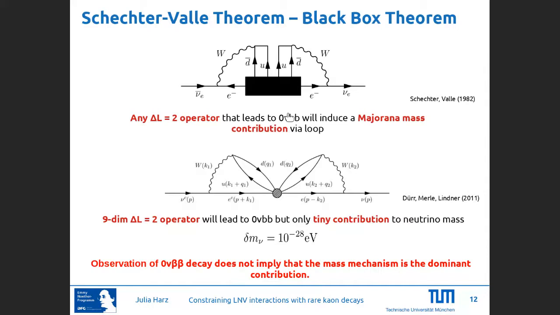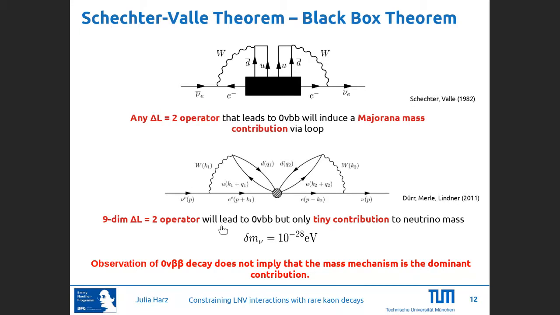So now what we also, I guess, all know is the so-called Schechter-Valle theorem, and this we can also now connect easily to what I've said with respect to higher dimensional operators. So I've just shown you that basically via loops, higher dimensional operators can always contribute to lower dimensional or to the Weinberg operator. And this is basically here also visible here in the Schechter-Valle, the black box theorem, that any delta L equals 2 operator will induce to a certain level a Majorana mass contribution. And what we have also seen, it doesn't mean that this is the dominant contribution.